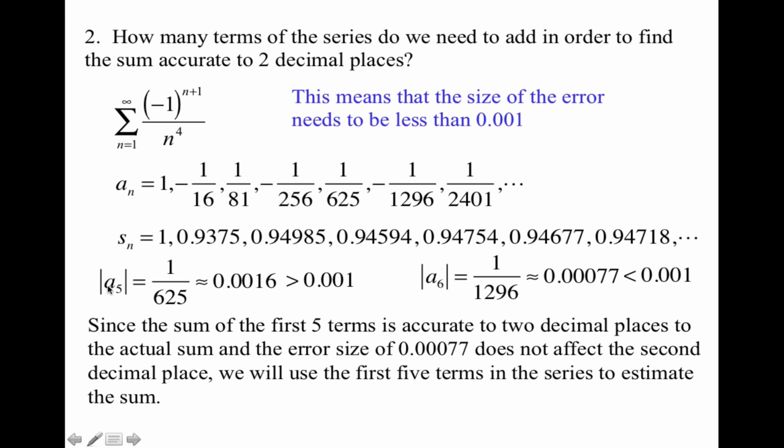I just basically picked 2 terms next to each other and checked to see if one term is bigger than 0.001 and the next term is smaller than 0.001. If that happens, then you can disregard the next term and you can stop at a sub 5. So now I can basically say that the sum of this series is approximately 0.94. I know it will be a bit more, but I know it's at least 0.94.